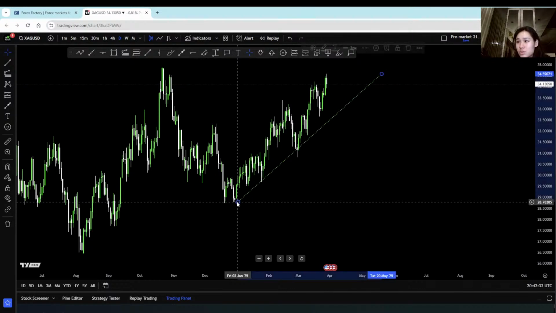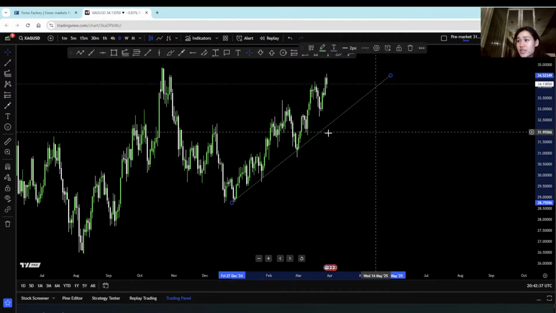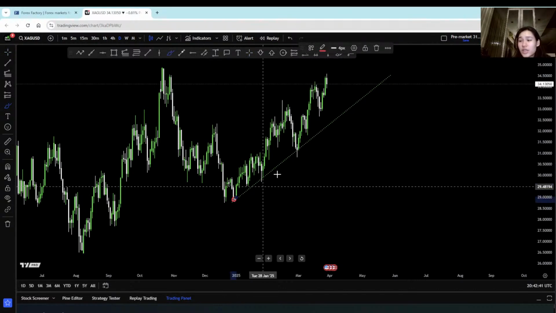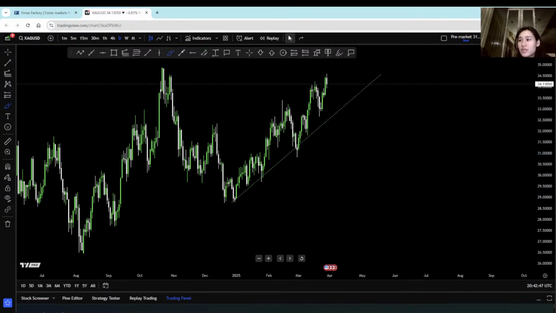So just to quickly recap, what makes a valid trend line is if there are at least 3 touches on your trend line. So like before, I was saying some of the trend lines were not valid. That's one of the reasons why.